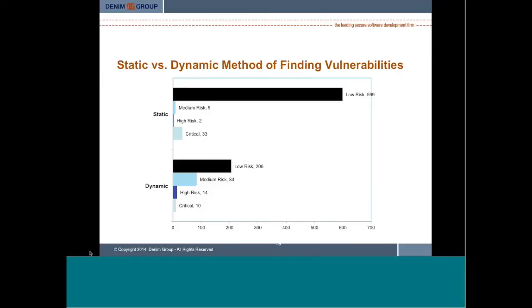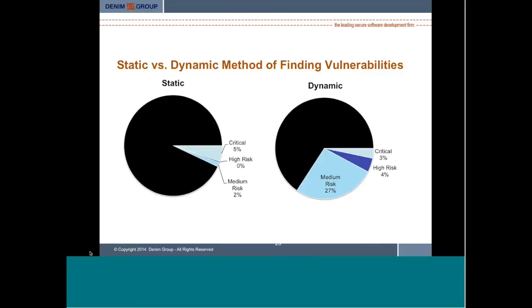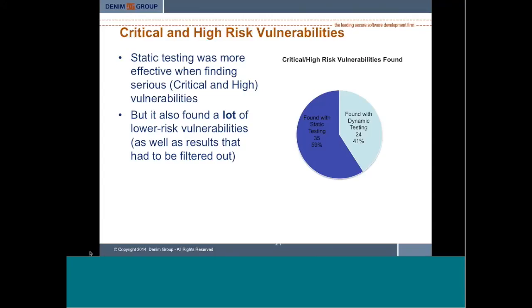If we look at the different techniques, what percentage were found, again, we see that the lower risk vulnerabilities were overwhelmingly identified by these analyses, and that just speaks to the fact that there are more low level or low impact vulnerabilities than there are high. Now, if we look at the critical and high risk vulnerabilities, the static testing was more effective when finding these serious critical and high risk vulnerabilities, right? But again, it also found these lower risk vulnerabilities.